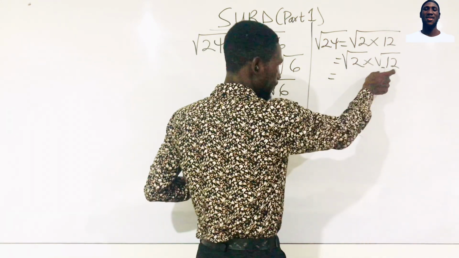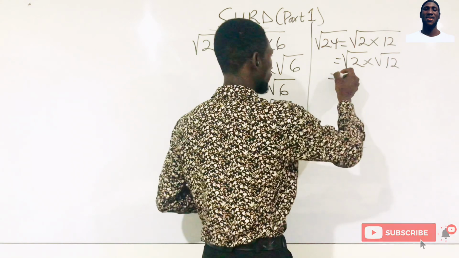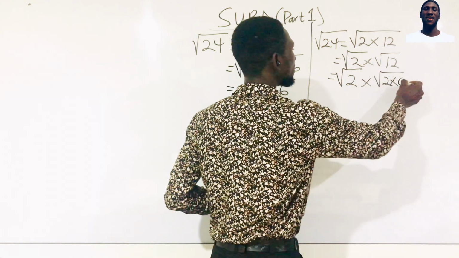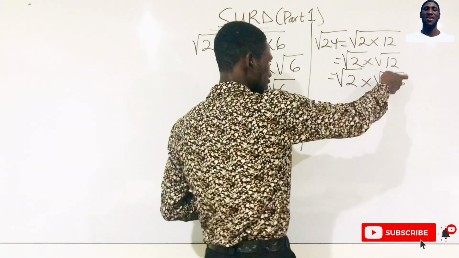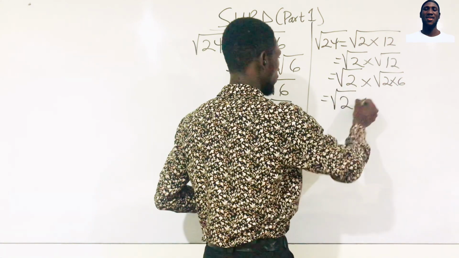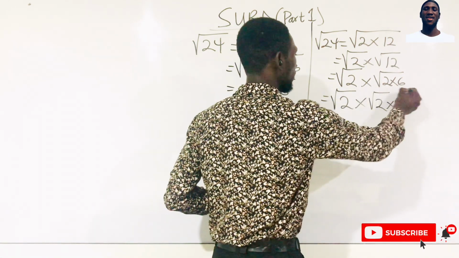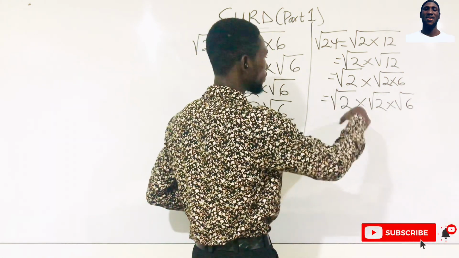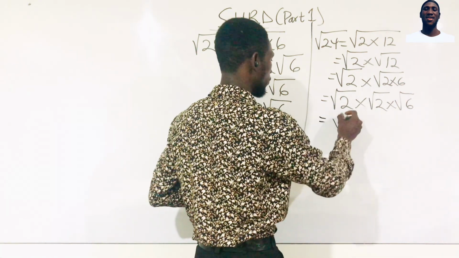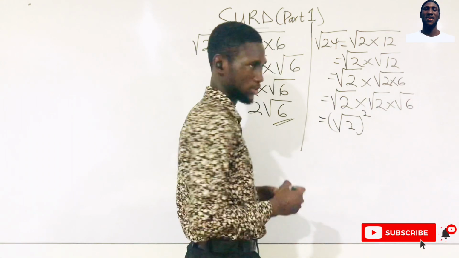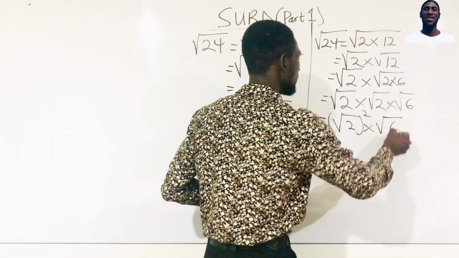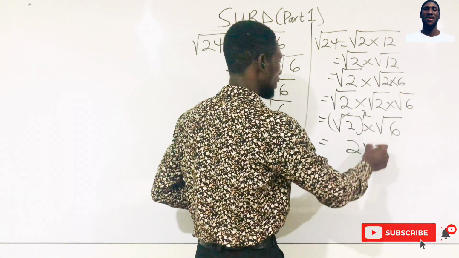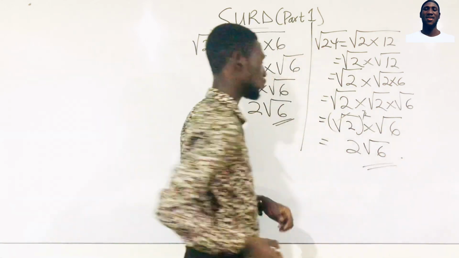Okay? You can break 12 down into 2 numbers that give you 12. So, 2 times 6. This one can be broken down to give you 2 by 6. Now we know root of 2 times root of 2 should give us root of 2 squared times root of 6. So this takes care of this. You'll be left with 2 times root of 6, giving you 2 root 6.